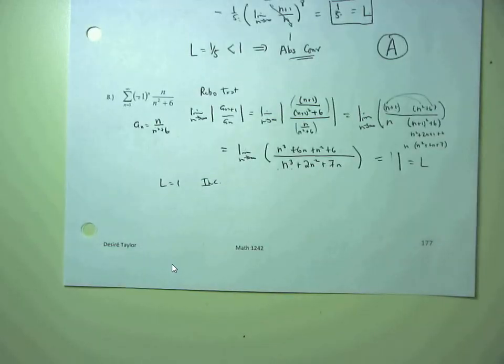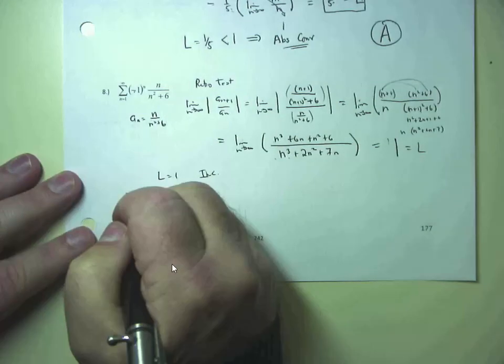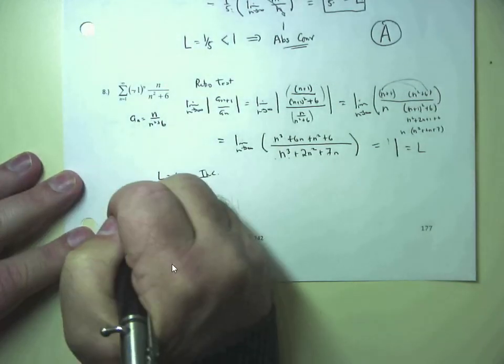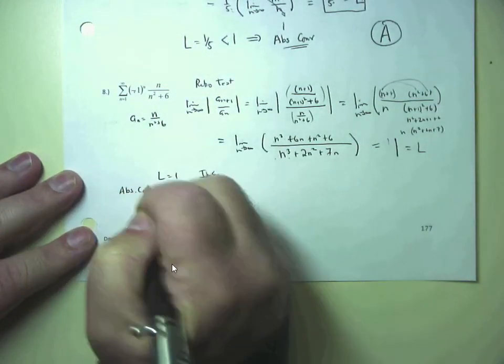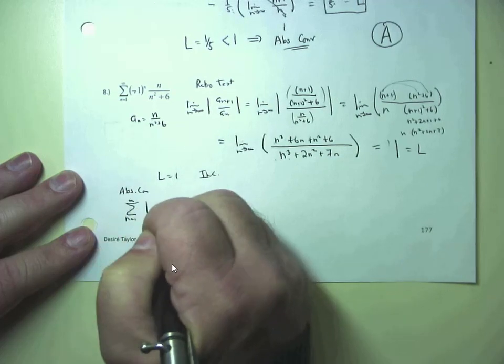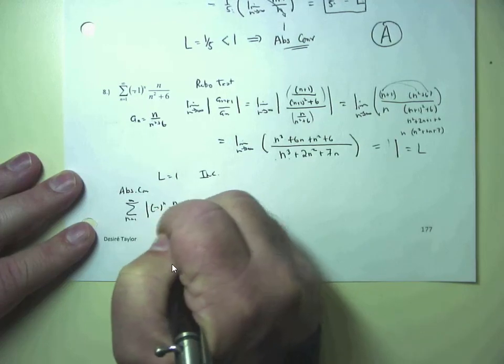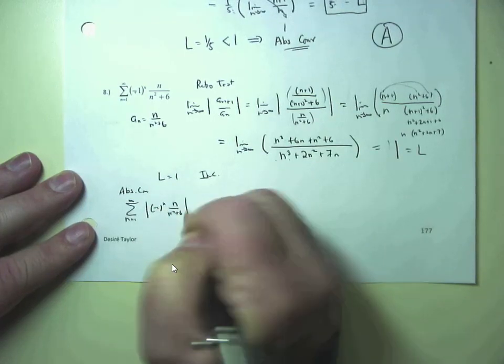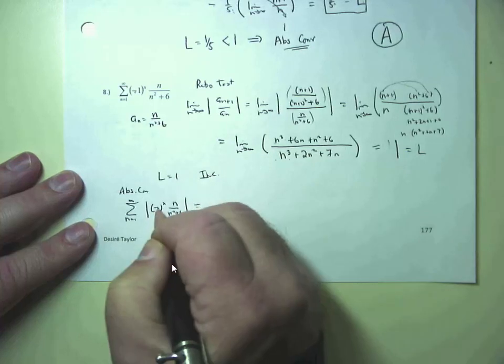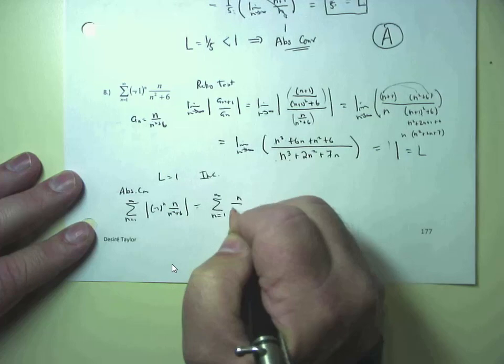So what am I going to do? Let's see if this series is absolutely convergent. For absolute convergence, I'm going to take the sum as n goes from 1 to infinity of the absolute value of this series, negative 1 to the n times n over n squared plus 6. The absolute value kills off this guy, and that gives you the sum as n goes from 1 to infinity of n over n squared plus 6.